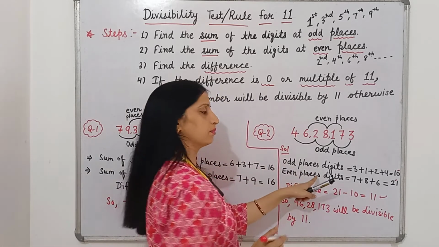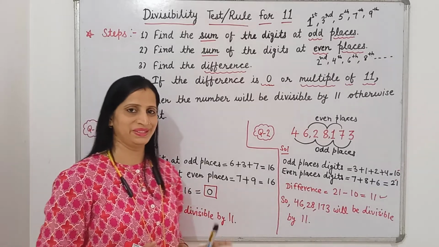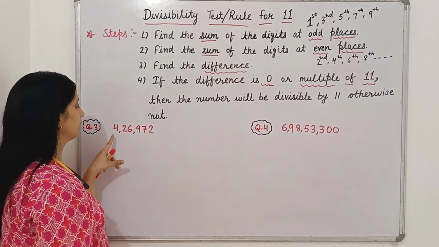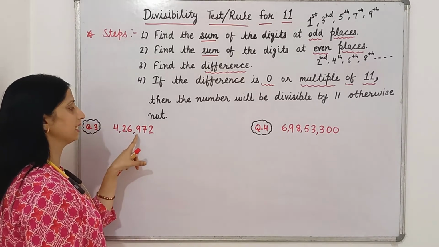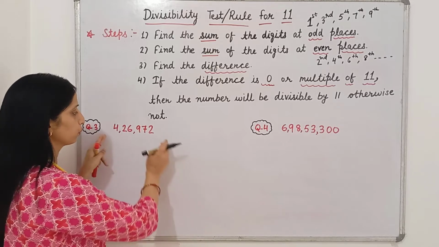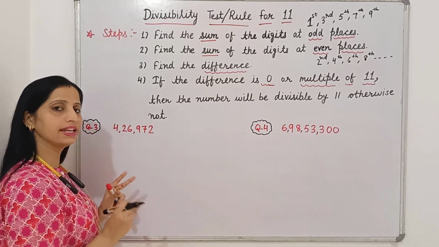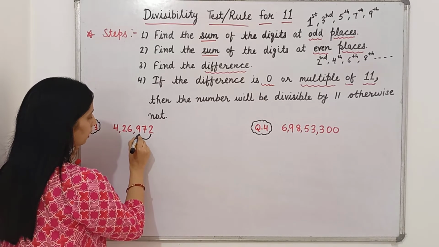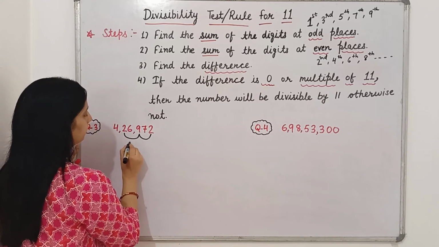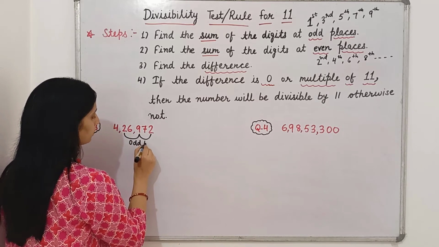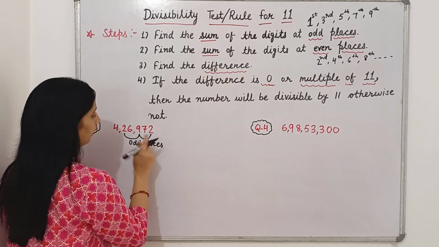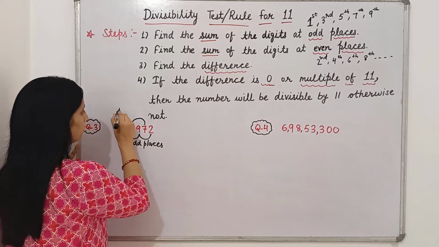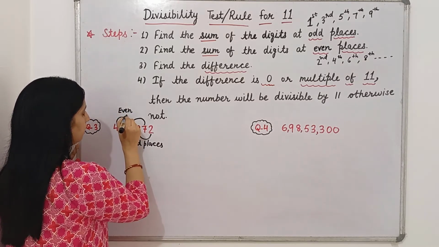Okay, we will do some more sums to understand this topic deeply. Now let's do question number 3. So the number is 4,26,972. So first we will mark the odd places and even places digits. So what are the odd places digits? It is 2, 9 and 2. These are the digits which are at odd places. And what are the digits at even places? 7, 6 and 4. So these are the digits which are at even places.